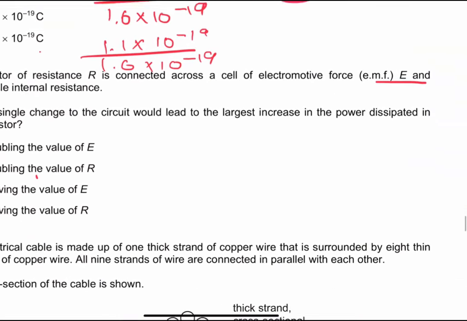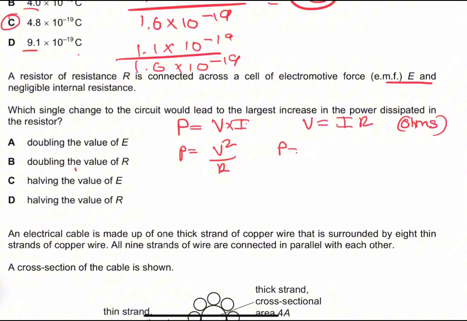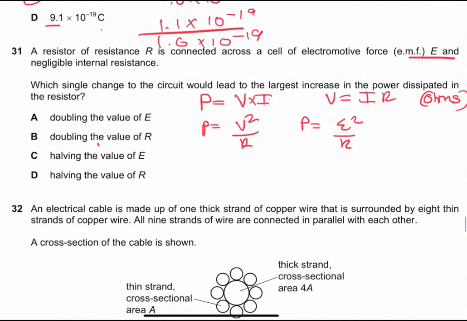If you were to look at our question here, I'm given resistance. So power is voltage times current, and I know that V is equal to IR. So the voltage is the current times the resistance. Where does this come from? It comes from Ohm's law, where we said that the voltage is directly proportional to the current. We've been asked to find the change that produces the largest power. So power will be equal to V squared over R, and in our instance, the power will be E squared divided by R.